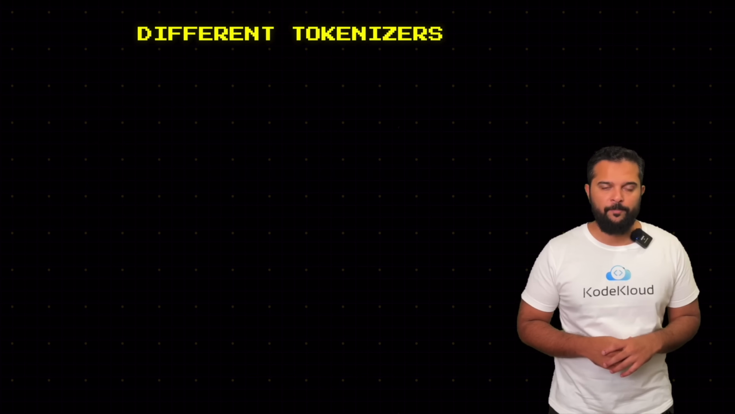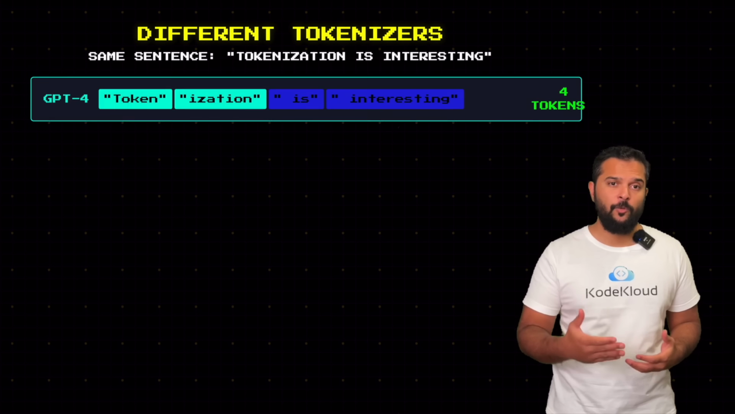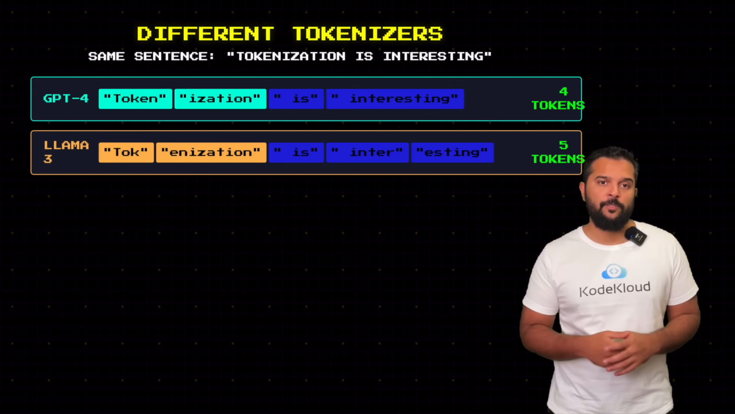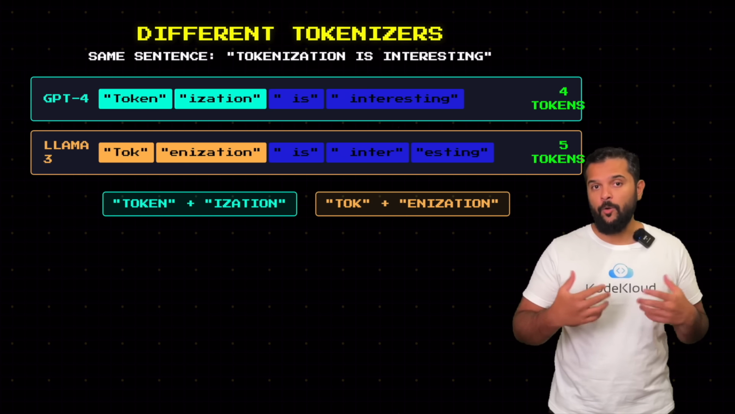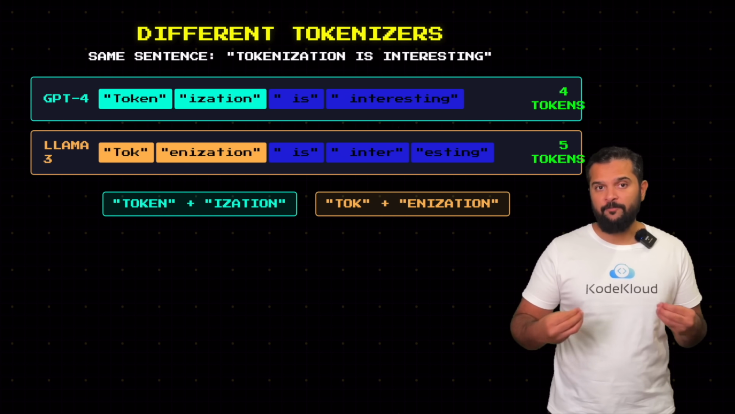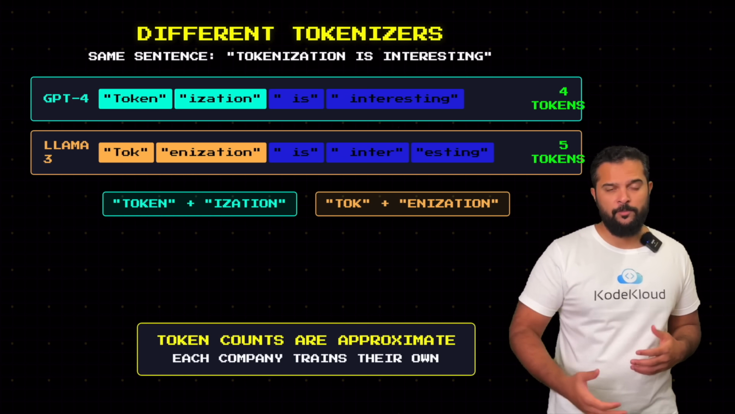One more thing worth knowing. Different LLMs use different tokenizers. The same sentence might be a different number of tokens in GPT-4 and 18 tokens in Llama 3. Each company trains their own tokenizer on their own data, so the exact splits vary. This means token counts are always approximate when comparing across models.